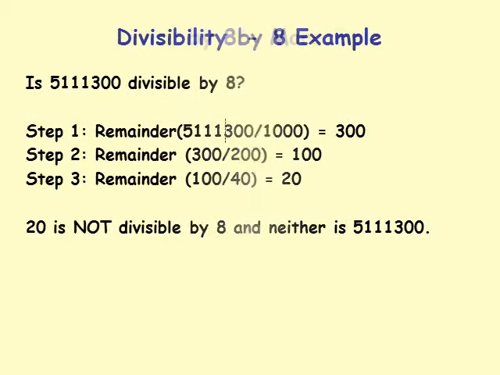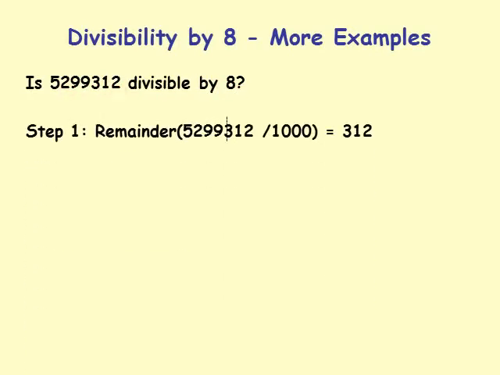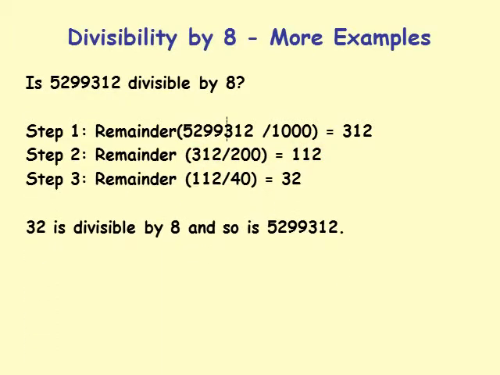Let's continue with more examples. Is 5299312 divisible by 8? First, we find the remainder of the number when we divide by 1000. The last three digits are 312, and that's the remainder. Then we take 312 and find the remainder when we divide it by 200. That remainder is 112.